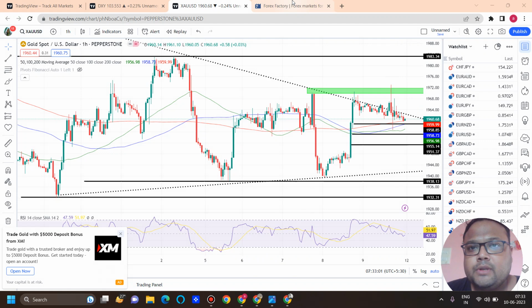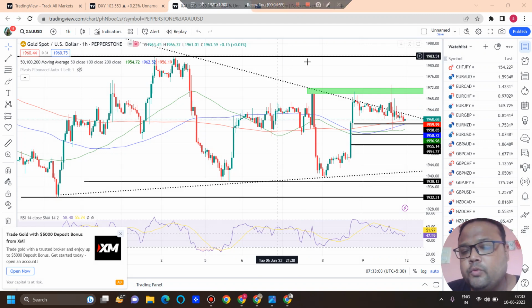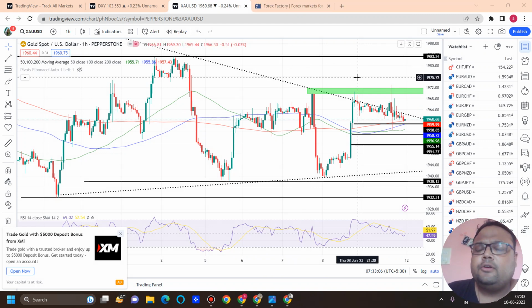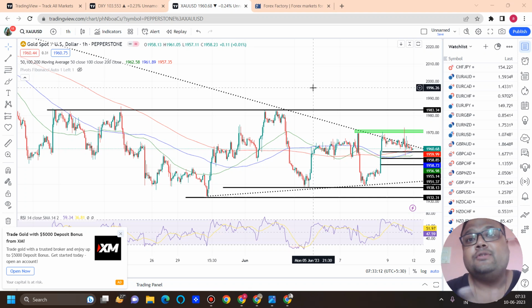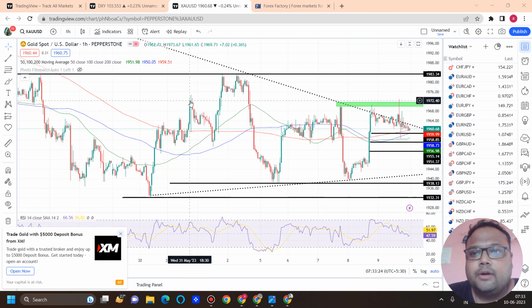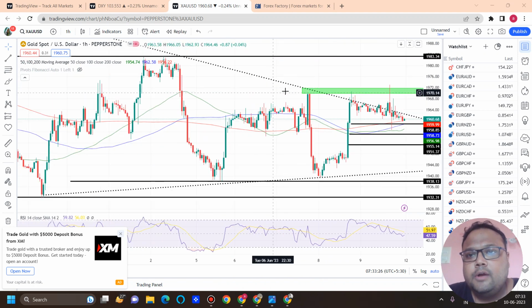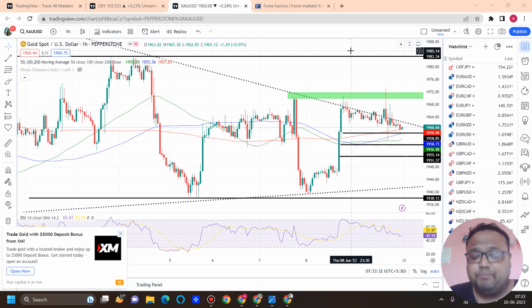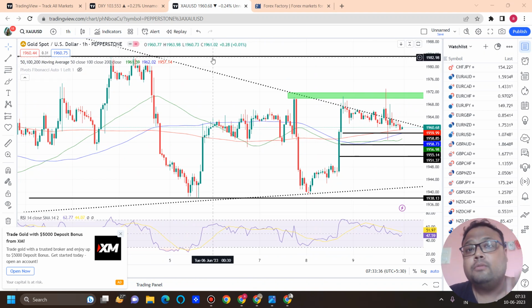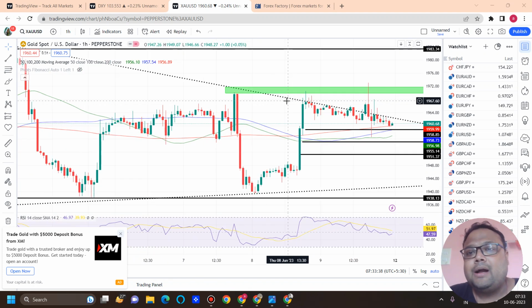Otherwise, if the volume is missing, we can expect 1973 to act as the resistance. So it depends on the scenario, it depends on the volume and volatility which will work. But for that, at first market will have to cross the symmetrical triangle pattern here, which is a big one. So these are the two trading opportunities we have on the chart of gold if gold moves up right after the market opening.